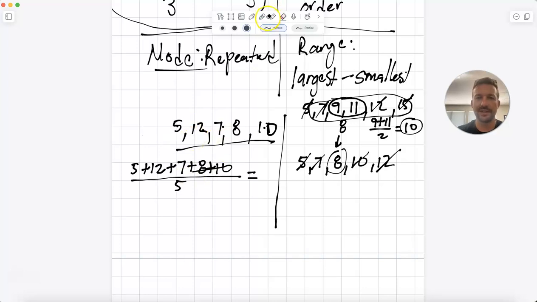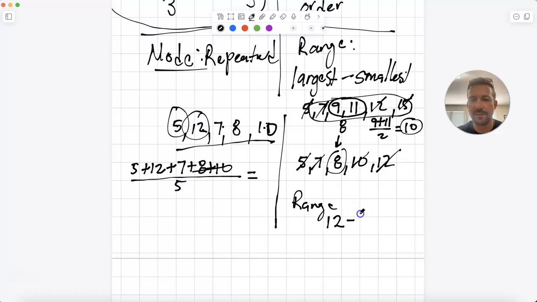Okay, now let's go back to these. Let's do the range. Range just means you grab the largest number out of this data set, which is 12, and you subtract the smallest number out of the data set, which is 5. And 12 minus 5 is 7, so that is my range. There is the idea for those 4 things.